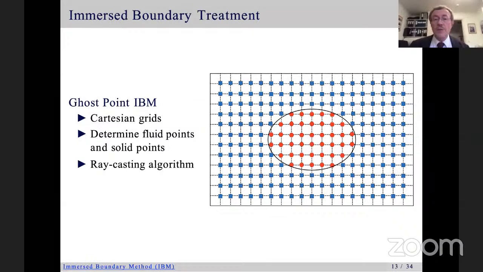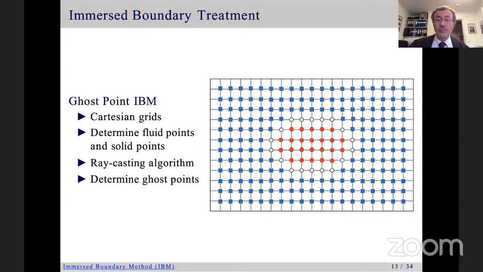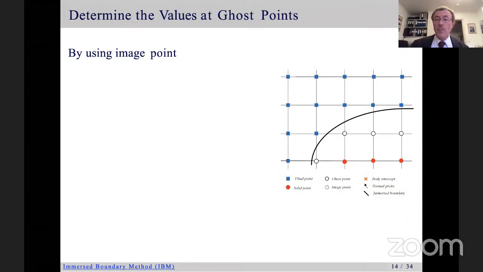We want now the solid points close to the boundary to carry a certain information so that we can do the standard finite difference operations for all the fluid points. So that means we will mark the ones closest to the boundary as ghost points. And then at the end, we have a flagging of fluid points, of ghost points, and of solid points. Now we want to give these ghost points a meaning. We want to give them values such that they reflect the presence of the immersed boundary.